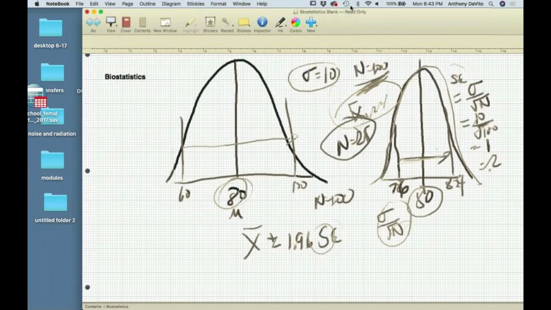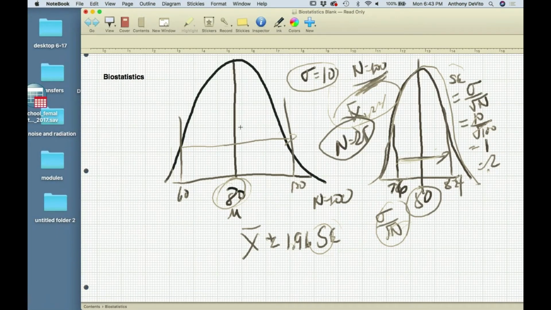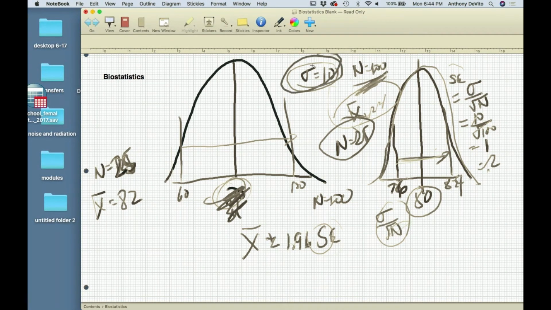Let's say we took a sample from this population, a sample of size 25. From this population, we sampled and got a mean X bar of 82. Okay, we don't know the population mean. I'm going to say that we know the standard deviation of the population, but we don't know the population mean. So my sample mean came out to be 82.